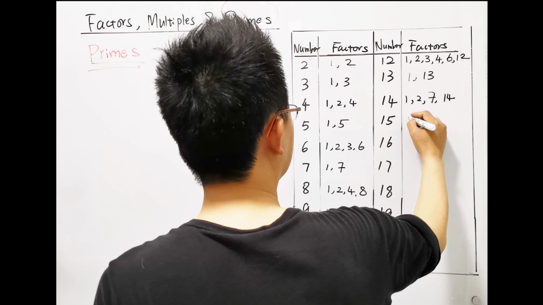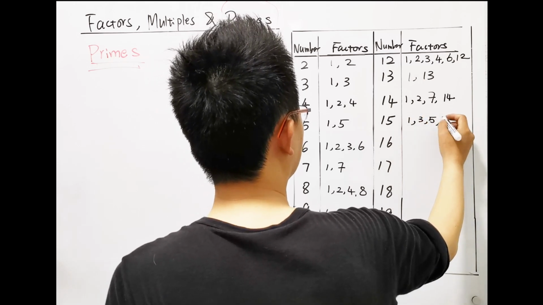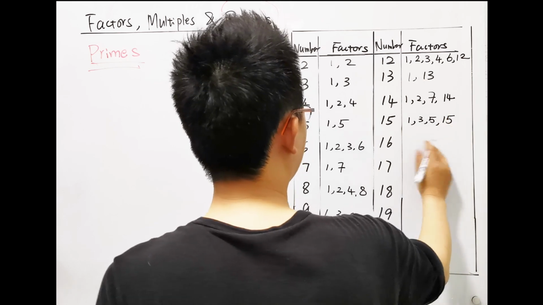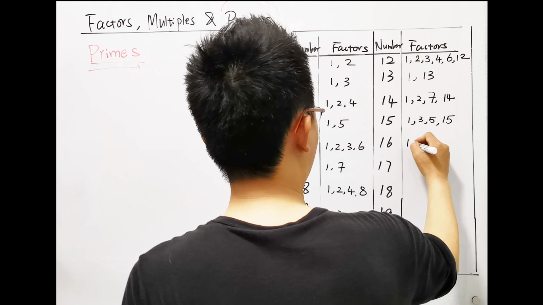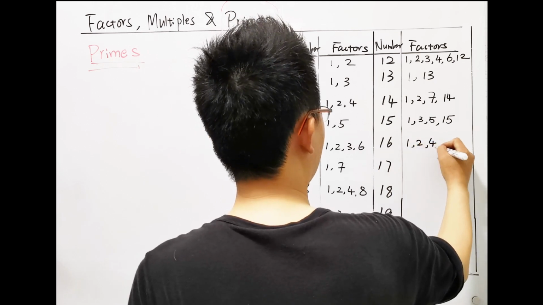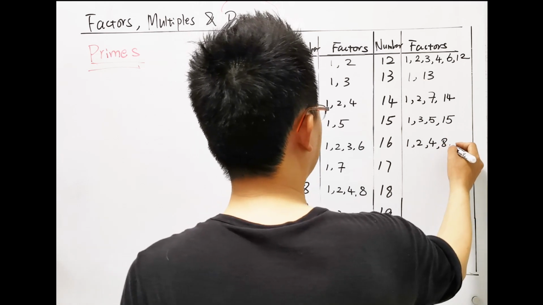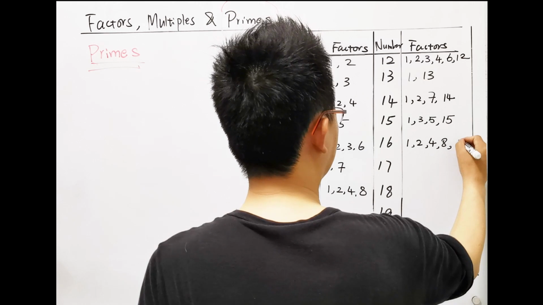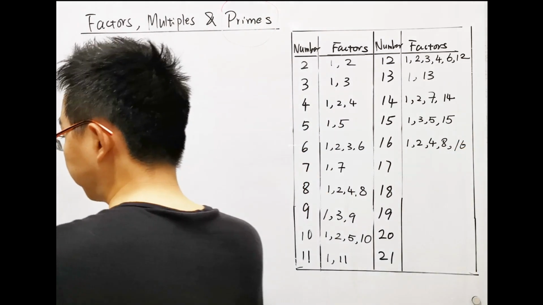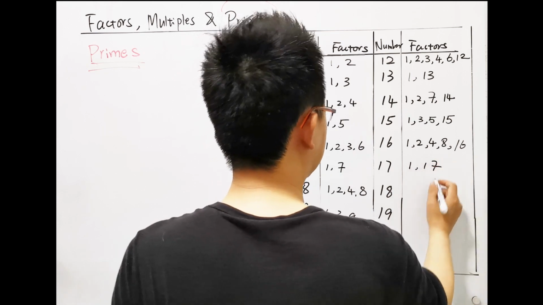Okay. What about 15? 1, 3, yes. 5, yes. Okay. And 15 itself, right? Okay, this one more. So how many numbers do we have? We have 1, we have 2, we have 4. Do we have 8? Yes, we have 8, right? And then the other one, 4. So we have 16, right? Okay, so let's look at 17. For 17, we only have 1 and 17 itself, right?